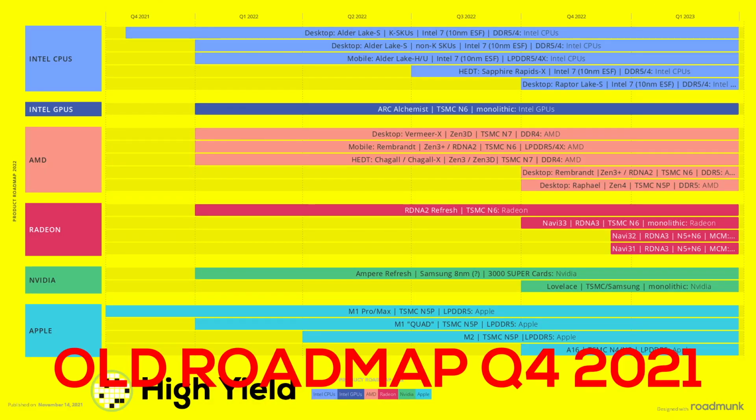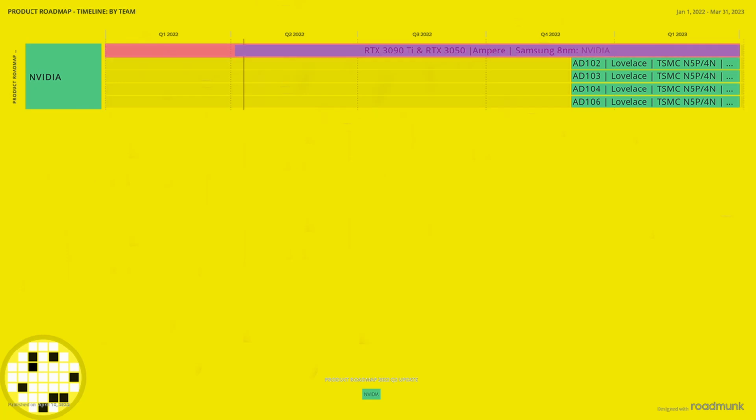Which brings us to Nvidia and their part of the roadmap. Back in November, rumors of an Ampere refresh were going around, but so far we haven't seen anything at all. We got a 3050 and a new $2000 3090 Ti, but the talks about a refresh have somewhat died out. I don't think we will see an actual Ampere refresh before the launch of Lovelace, which is still rumored to be in the fourth quarter.